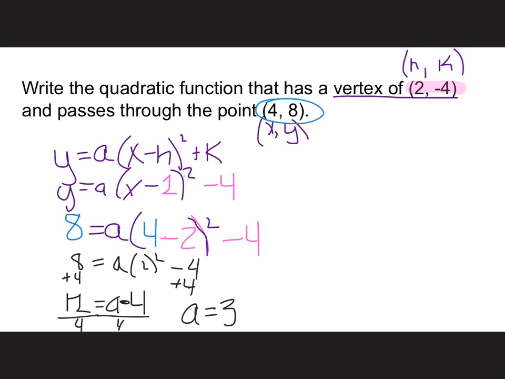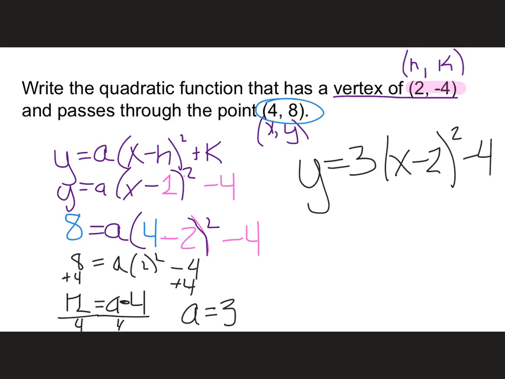So now since I already knew my vertex, and now I know a, I should be able to write the equation in vertex form. So I would have y equals, the a that I just found is 3, times x minus 2 from that vertex, squared, minus 4. So remember 2 and -4 coming from the vertex here, and 3 is coming from a that we just solved for. And so this would be vertex form.